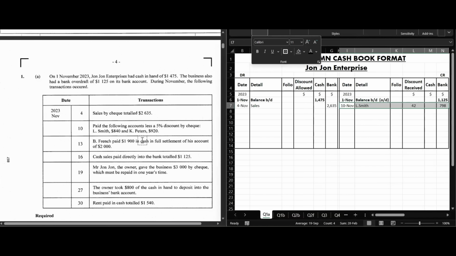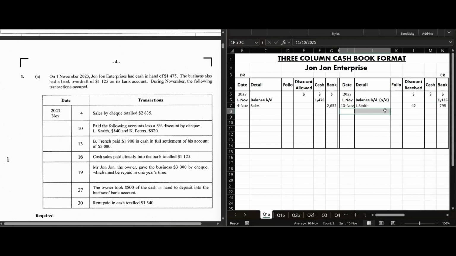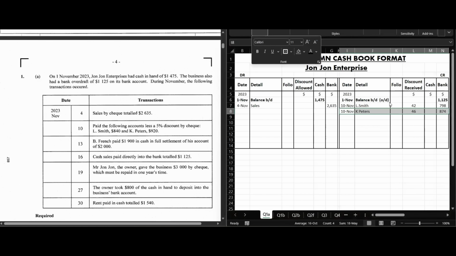On November 10th, remember K. Peters was also paid $920 less a 5% discount. Let's work that out as well. $46 is the discount. Being paid $874. Note the discounts will be recorded in the discount received column.